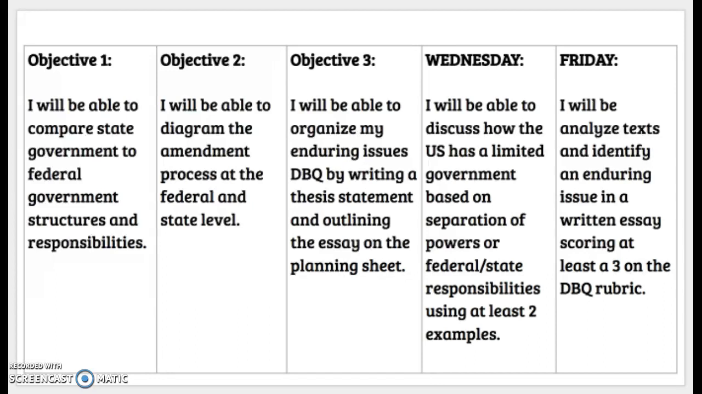So you should be working through that and having that outlined so that you are able to use the 40 minutes in class responsibly and make sure that you get that done in class.